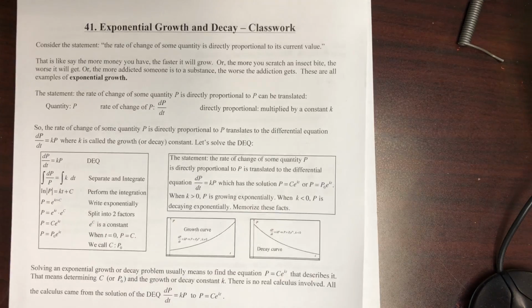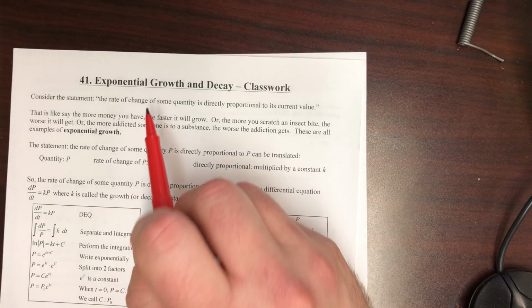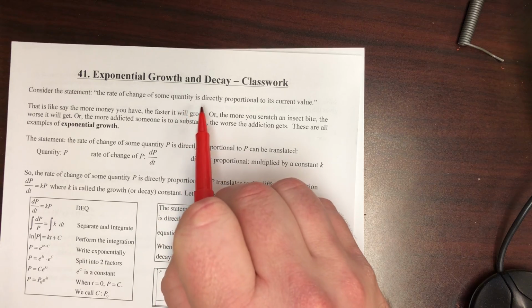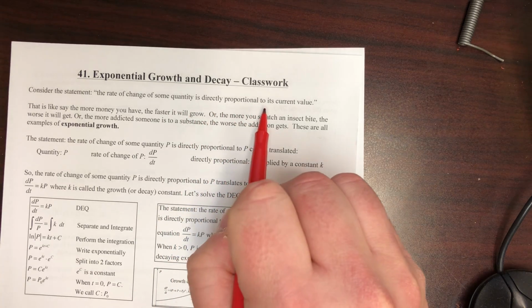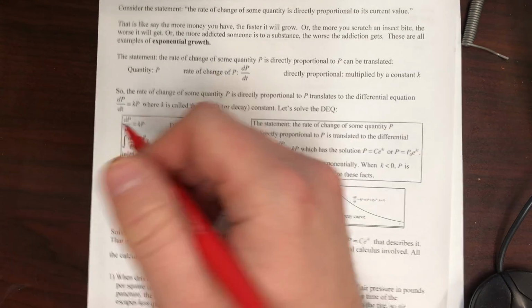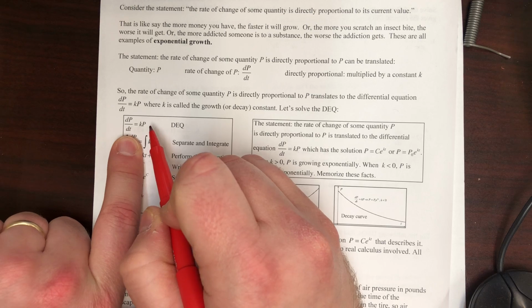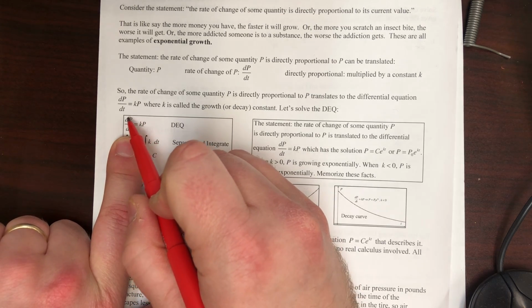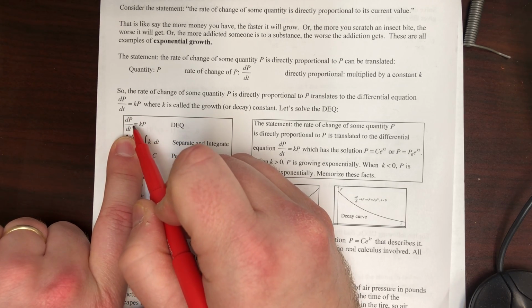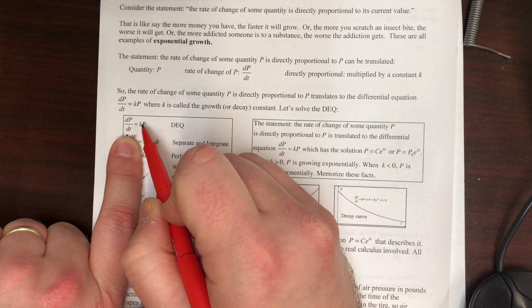So, exponential growth, you've probably heard that before, population growth, things like that. It's going to revolve around this phrase: the rate of change of some quantity is directly proportional to its current value. Another way we can look at that is with this differential equation, dP/dt = kP, where the rate of change of a population over time is equal to some constant times the current population.